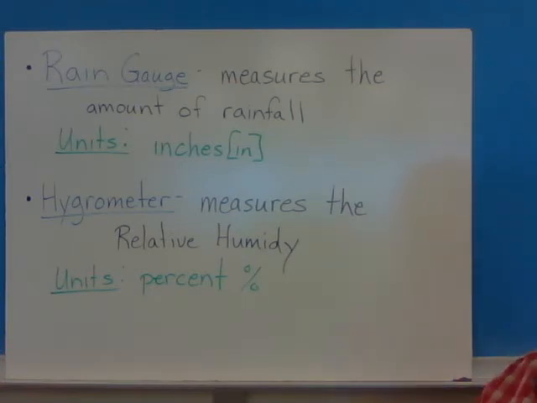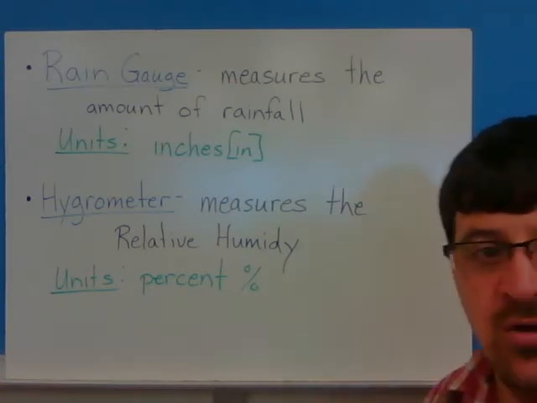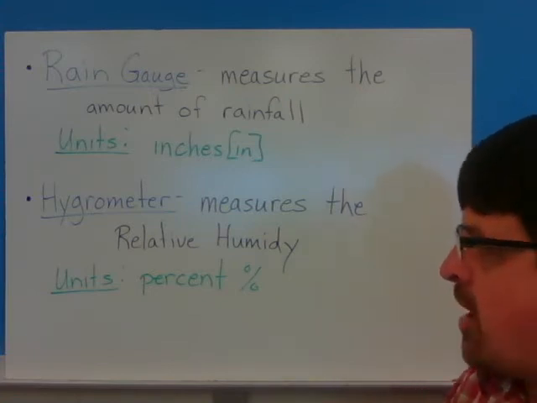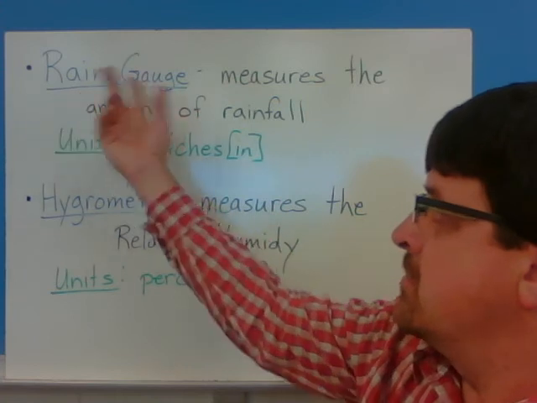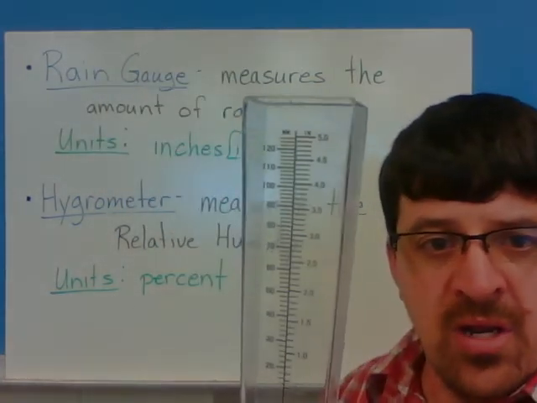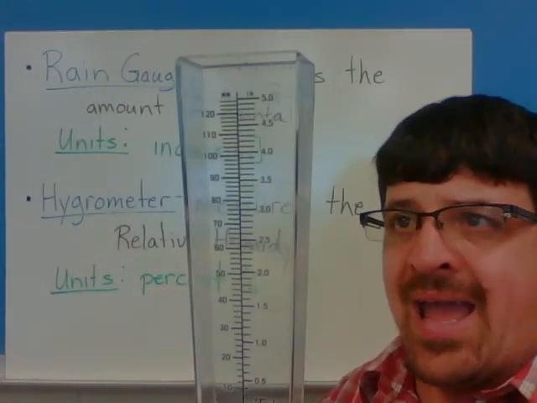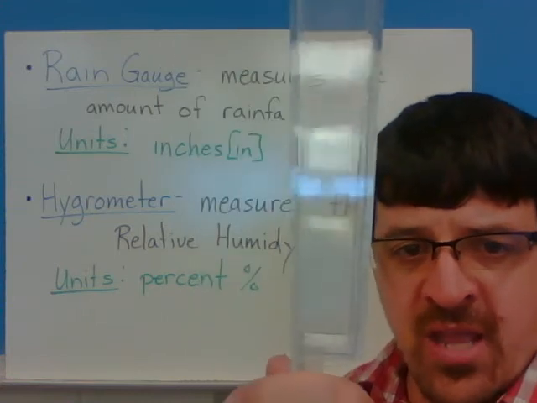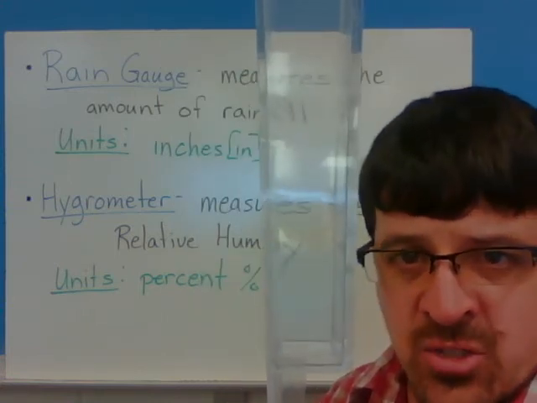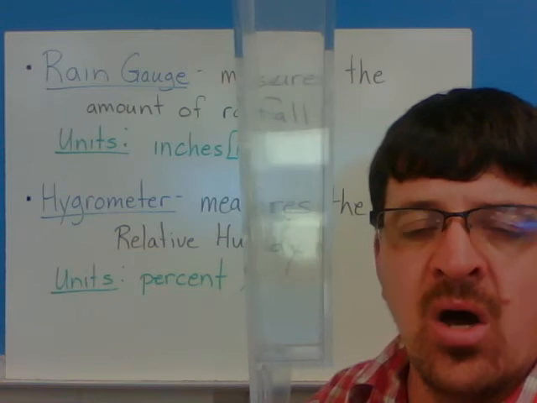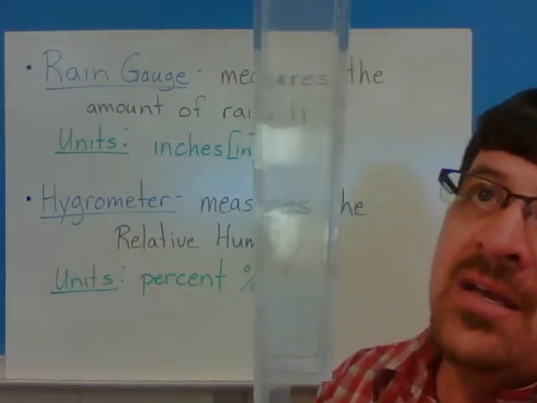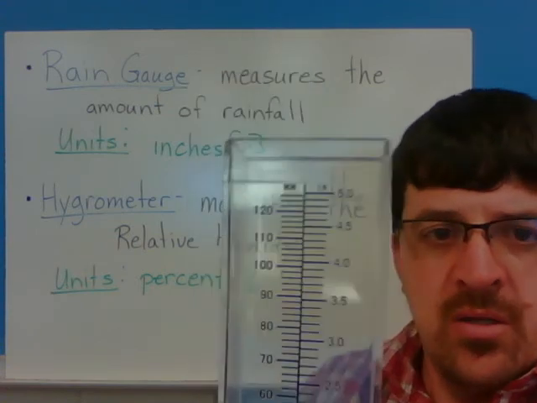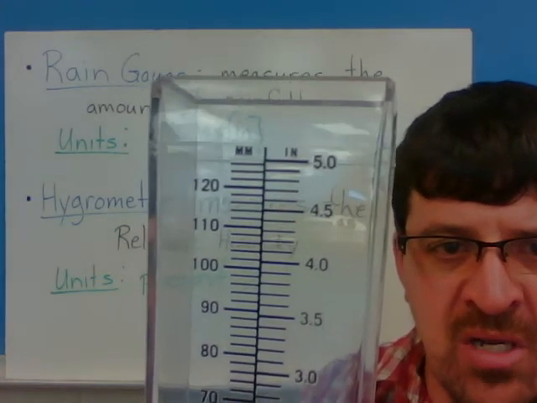All right, last two things that we have here are a rain gauge and a hygrometer. Well, a rain gauge, just as it sounds, it's a gauge that measures the rain. Right here is a very accurate rain gauge, a relatively accurate rain gauge. We have one that actually measures to the hundredth of an inch of rain. Anyways, so this one, if you can see on the top, it shows in millimeters or inches.